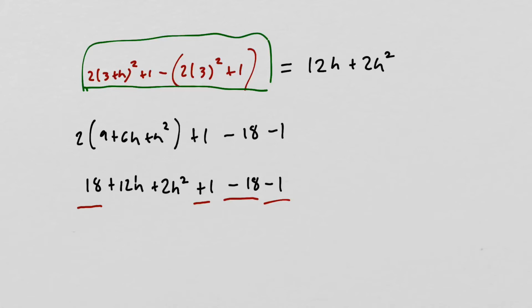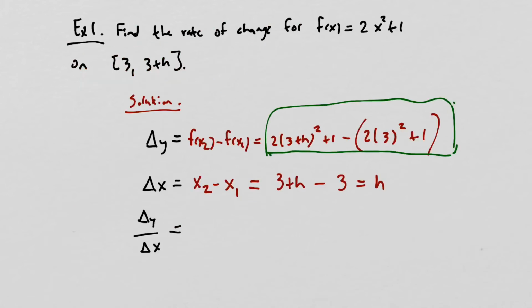So taking our solution back to the last page, we'll now see that our y2 minus y1 divided by x2 minus x1 is going to be equal to the following.